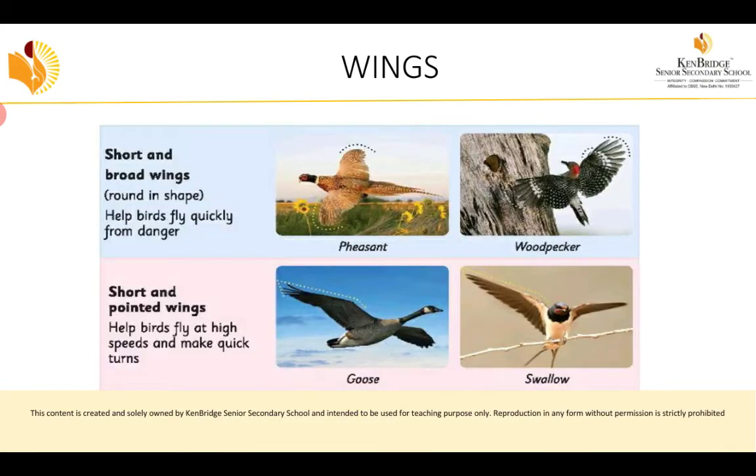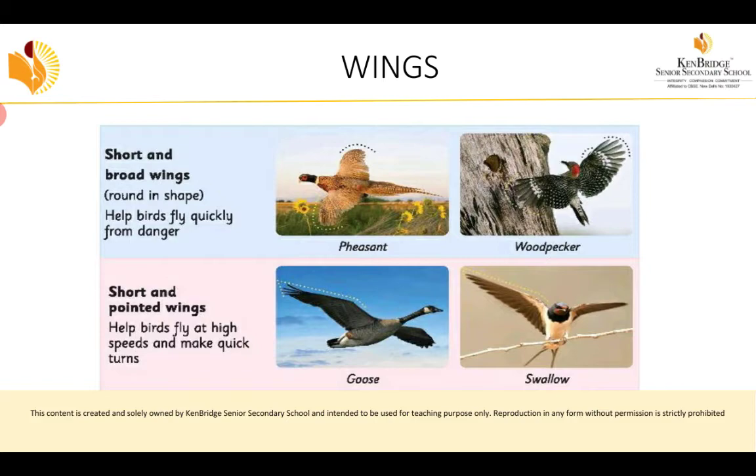So we have learnt about the feathers. Now we are going to see the wings. How do they help? What are the types of wings we have? All the birds have wings. The most important function is to help the birds to fly.